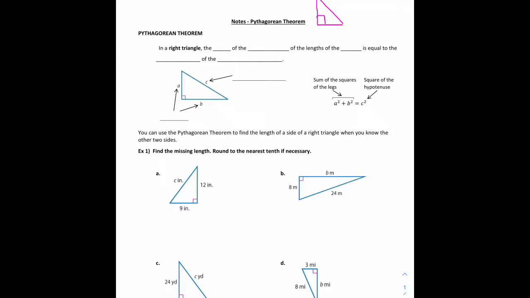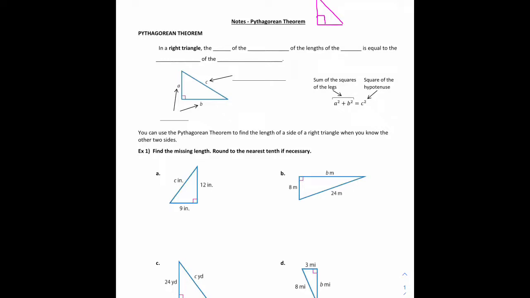This is a new concept. We haven't gone over it before, so you might need to watch this video a few times. All right, let's get started. So in a right triangle, the sum of the squares of the lengths of the legs is equal to the square of the hypotenuse. So let's go ahead and write that in.